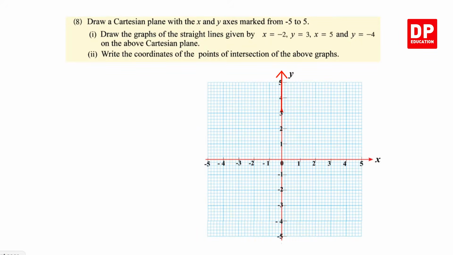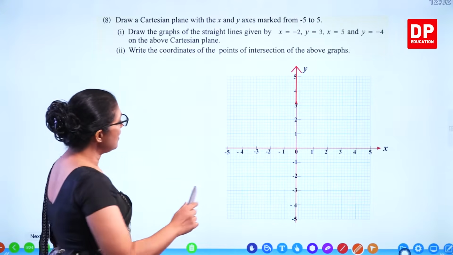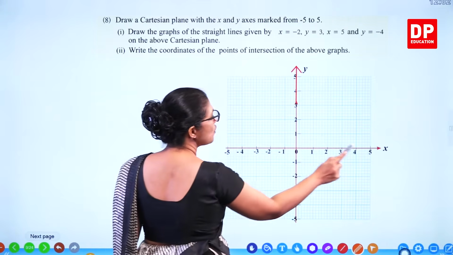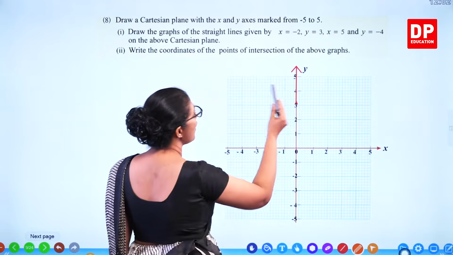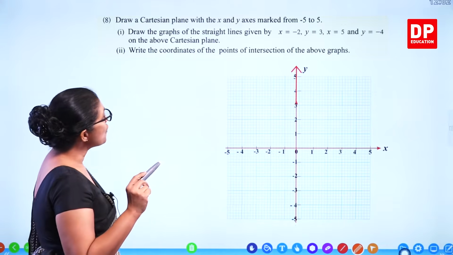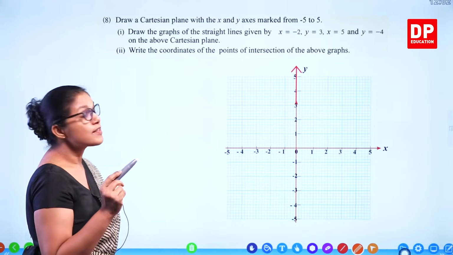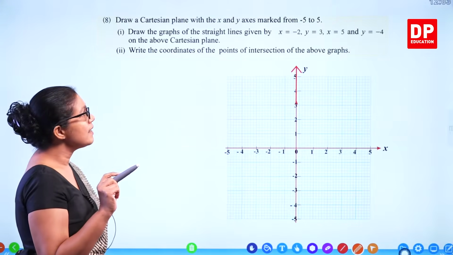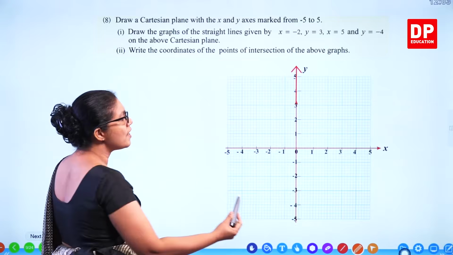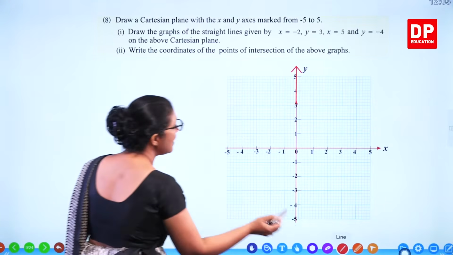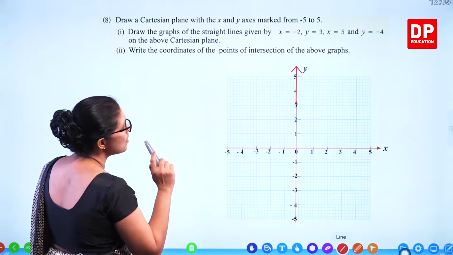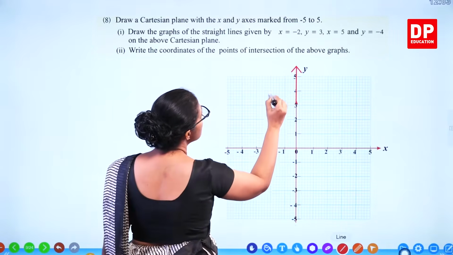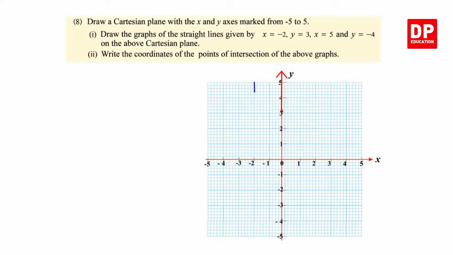Look at this question. Draw a Cartesian plane with the x and y axis marked from minus 5 to 5. So here x axis minus 5 to 5, y axis also minus 5 to 5. Draw the graphs of the straight lines given by x equals minus 2. So is it a vertical line or a horizontal line? X equals minus 2 is a vertical line. So the vertical line passes through x equals minus 2. So that means this one.